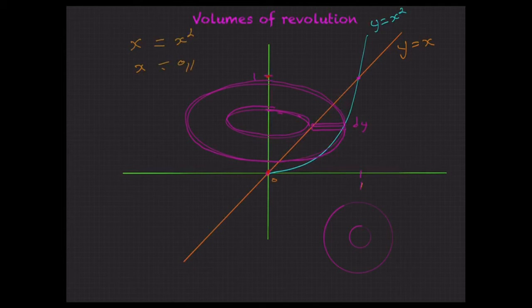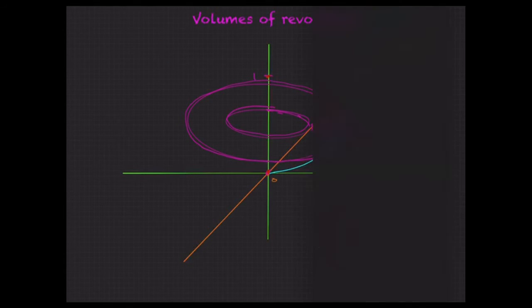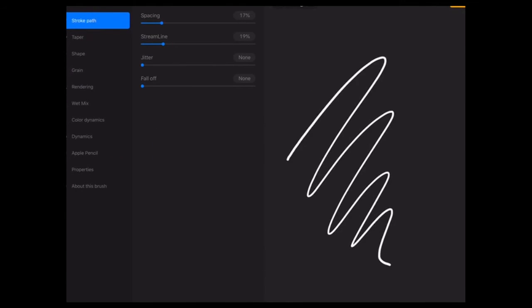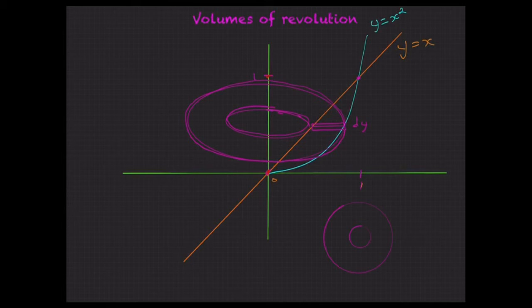And I'm going to turn off my streamlining feature, which I use to get these nice curves, because it's kind of screwing up the writing. But all right, so as the y varies from 0 to 1, at each point I'm stopping and making this washer thingy, and then adding up all of these things.